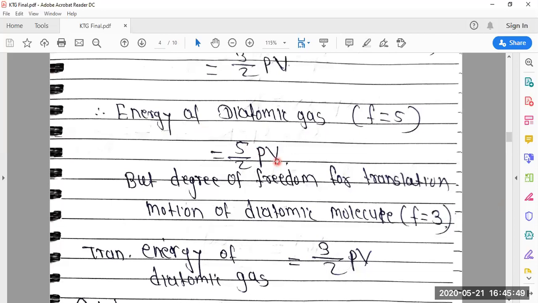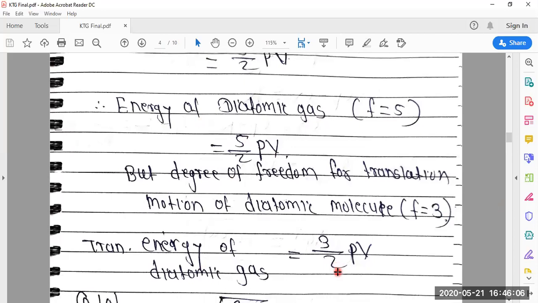But in this question, we have to calculate the translational energy. So for the translational energy, the degree of freedom is 3. So it is 3 by 2 PV. So for question number 9, the correct option is B, 3 by 2 PV.